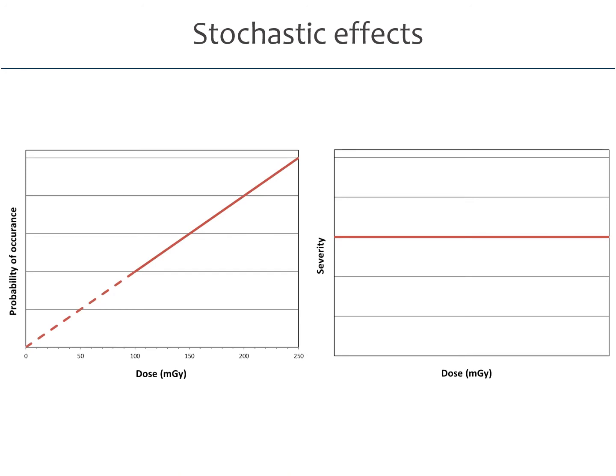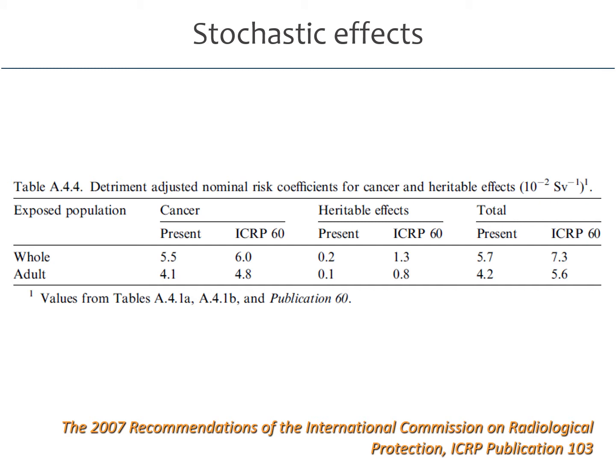What about the stochastic effects? Well, the probability of appearance increases linearly with dose, probably without a dose threshold, at least none that is generally accepted. But we will come back to that, because what actually happens in that lower dose region is the basic issue of the rest of this talk. On the other hand, the severity of the stochastic effects is independent of the dose. Stochastic effects include cancer and hereditary effects.